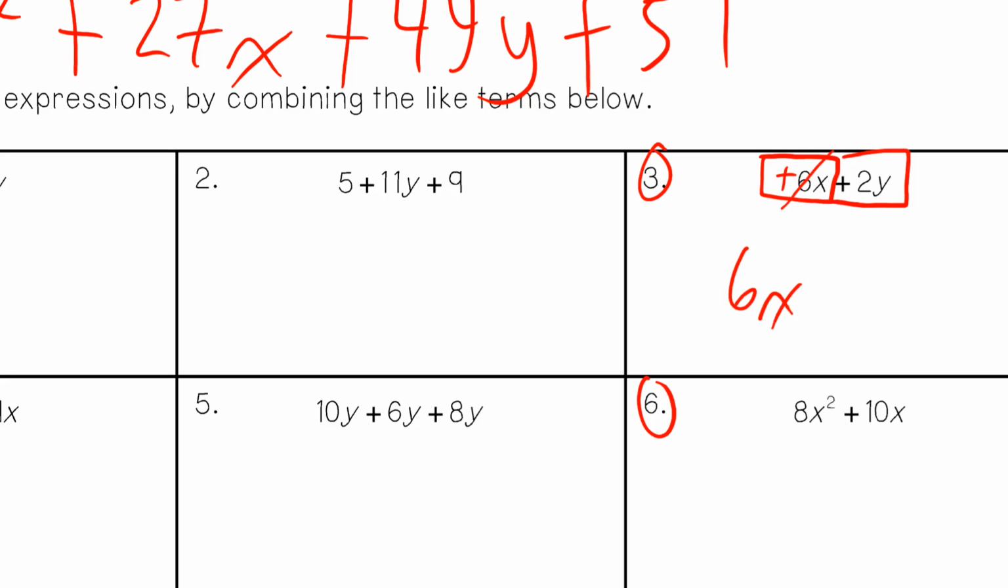6x. And I have a positive 2y. And now that one's done. So it was already simplified. I didn't really have to do anything, but they wanted us to go through the process just to make sure.